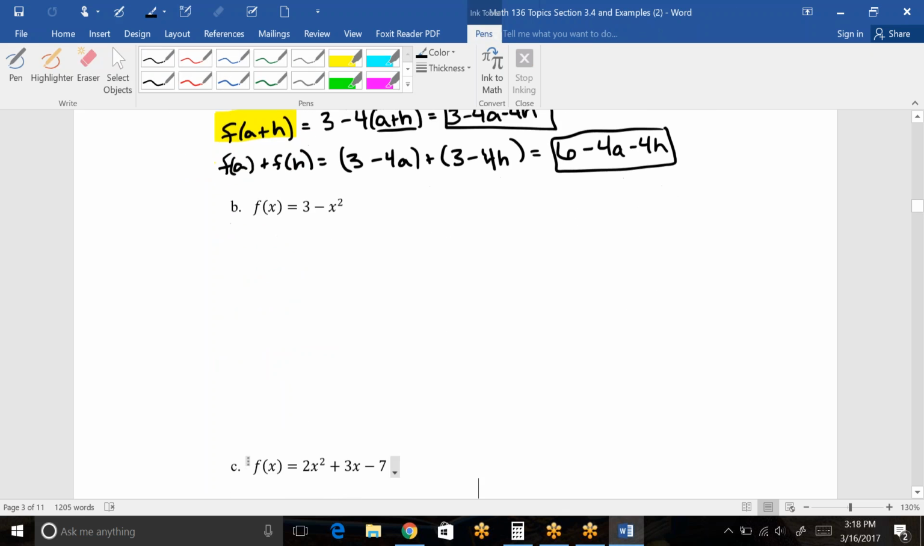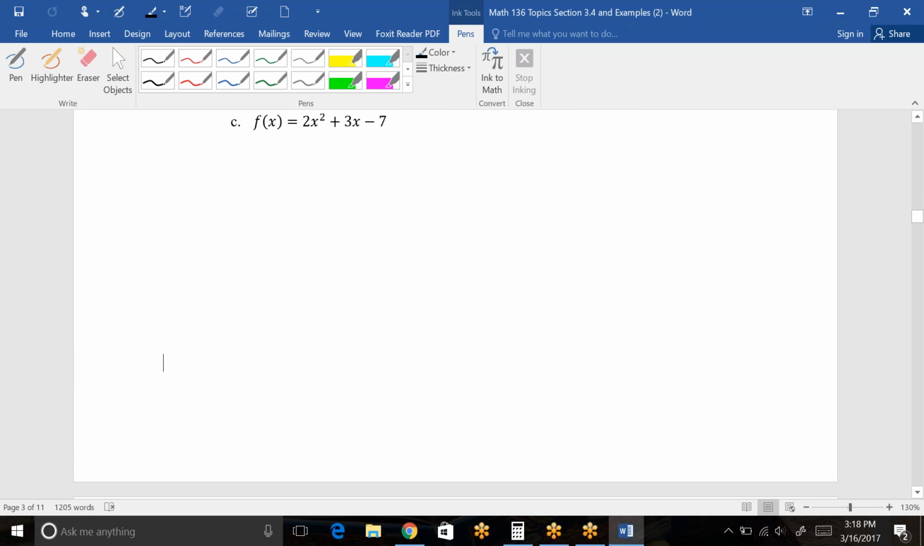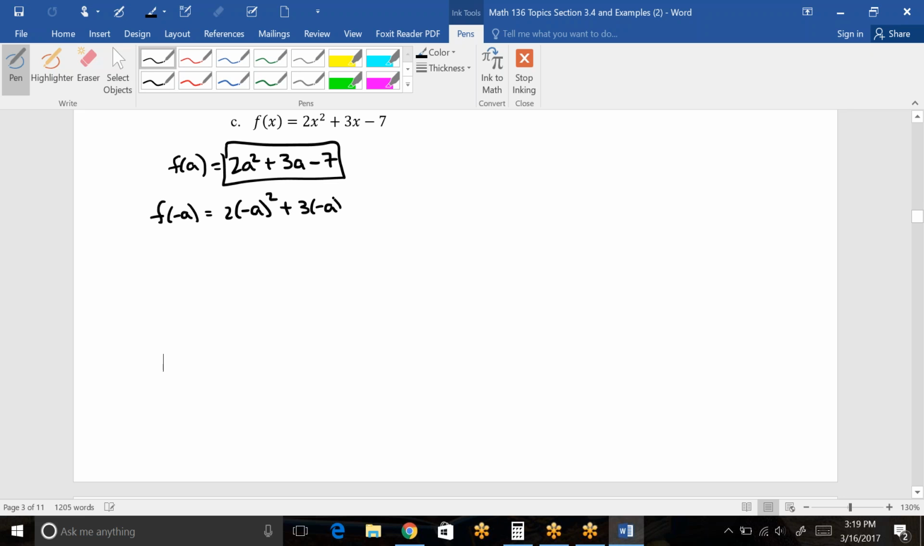We did b in class, so we're going to look at c. Now c is a little bit more complex because not only does it have an x squared, but it also has an x. So we start with f of a, which is 2a squared plus 3a minus 7. Nothing really interesting going on there. The second one is f of negative a, which means we change these to negative a's, which does mean you want to put them in parentheses.